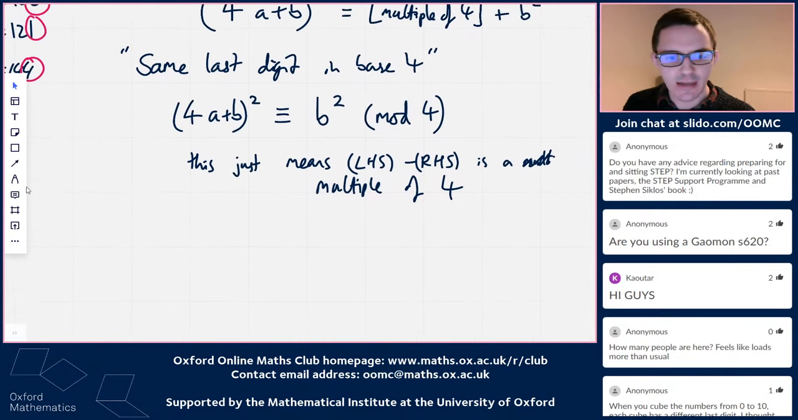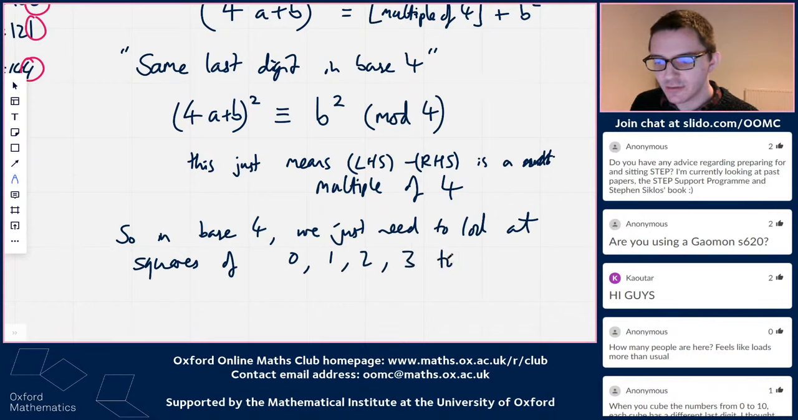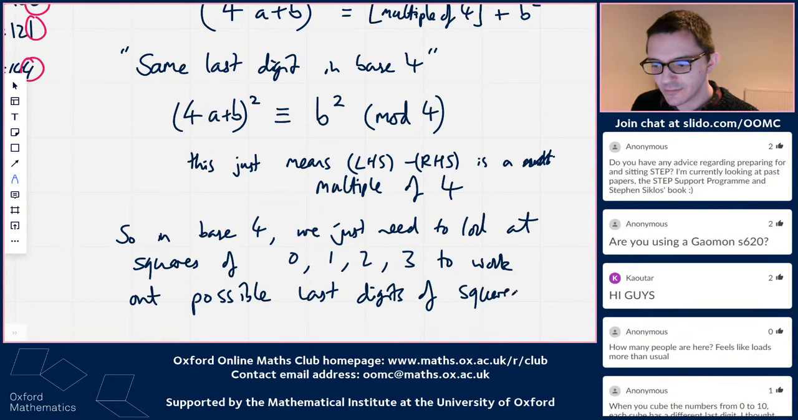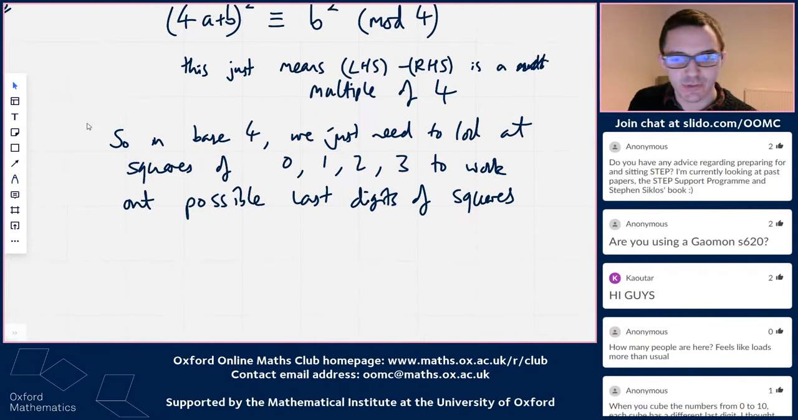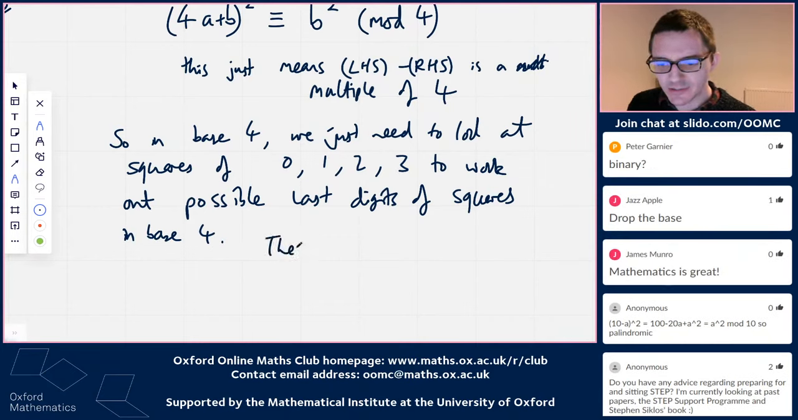Okay, so this means that if we're in the world where we're interested in 4 instead of 10, kind of base 4, we just need to look at the squares of 0, 1, 2, 3 to work out the possible last digits of squares. Okay, it's probably time I gave you a word for possible last digits of squares in base 4. There's a word for these. These are called quadratic residues.